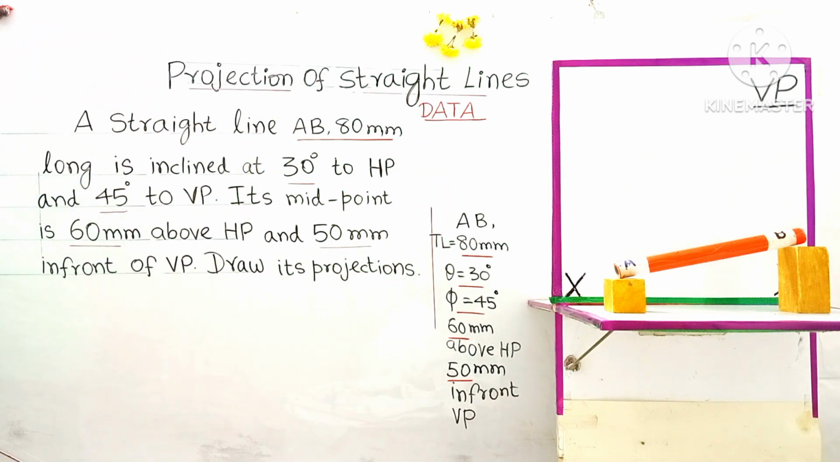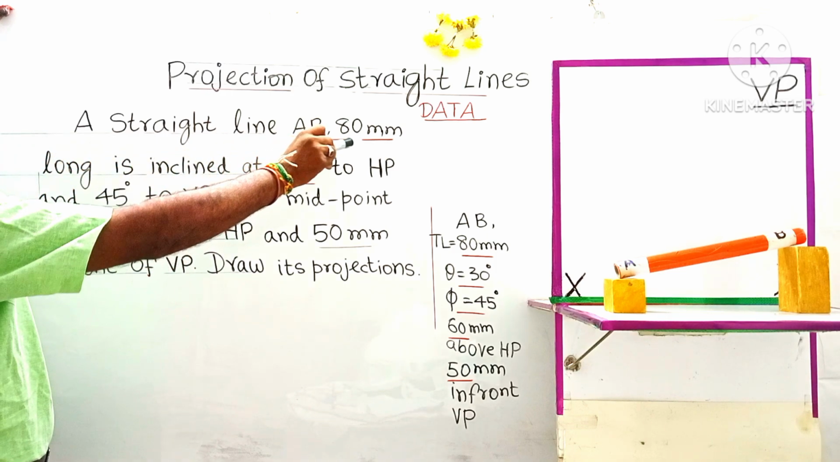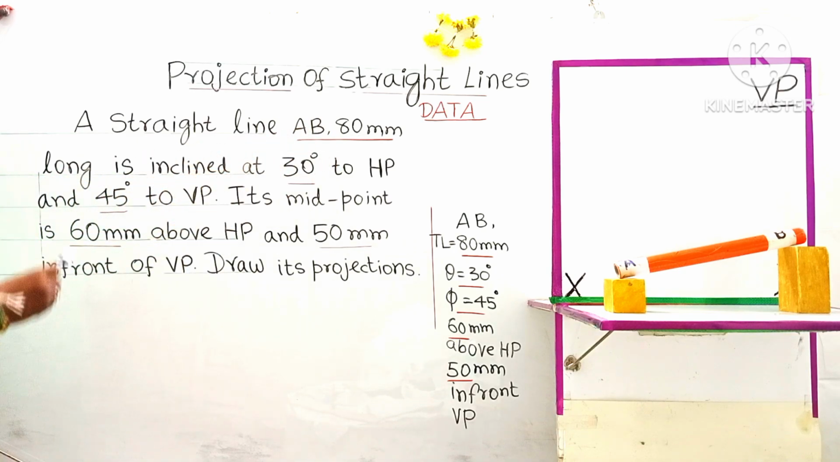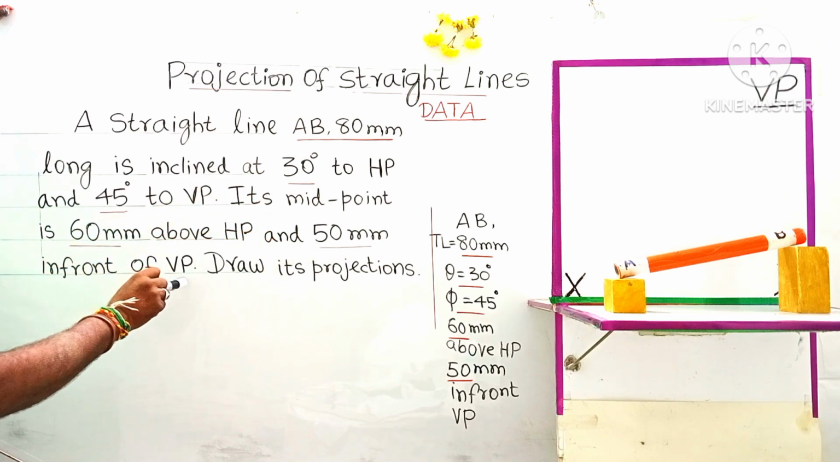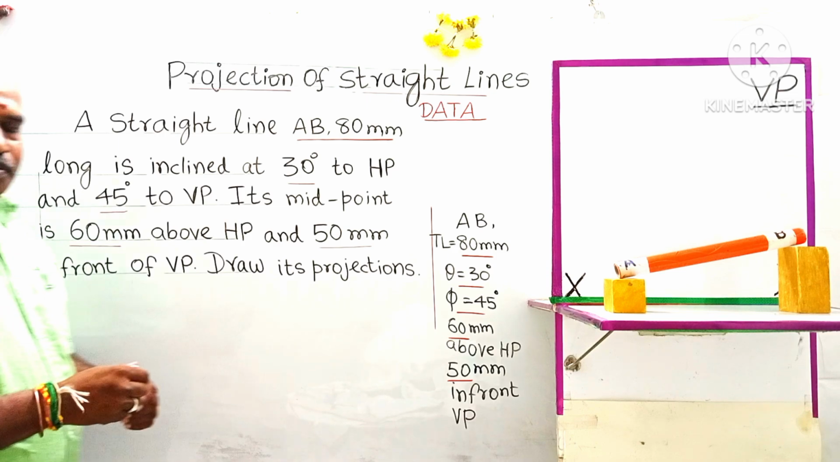It's a midpoint problem. The question is given like this: A straight line AB, 80 mm long, is inclined at 30 degrees to HP and 45 degrees to VP. Its midpoint is 60 mm above the HP and 50 mm in front of VP. Draw its projections. So the question is related to the midpoint problem.